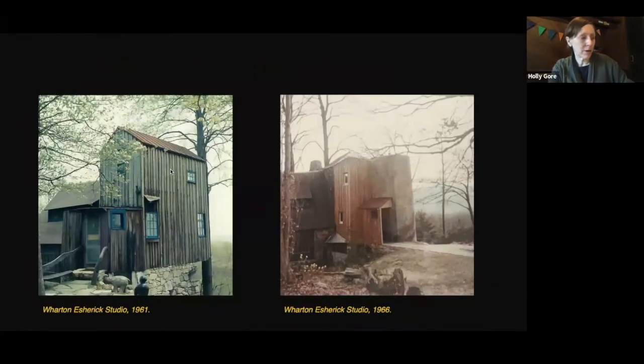So here's a little before and after to show the ways in which the silo expansion created new spaces within the studio. If you look at the after photo from 1966, there's a lot of new wood on the building. The reason for that is that in addition to building the silo, Wharton Esherick added a second story to an existing vestibule and re-sided the entire thing. So I'll show this here with the little red pointer again. Here is the vestibule. Here in this open space is where he would extend.